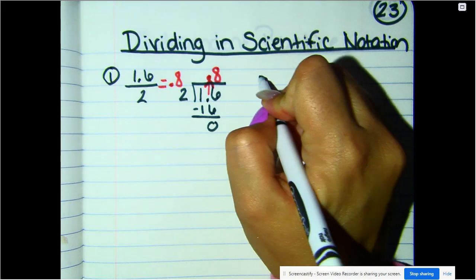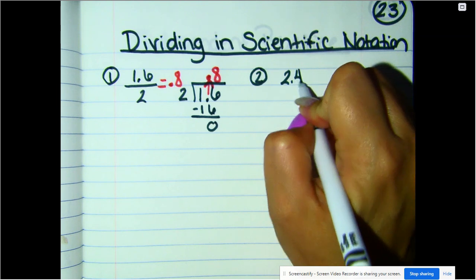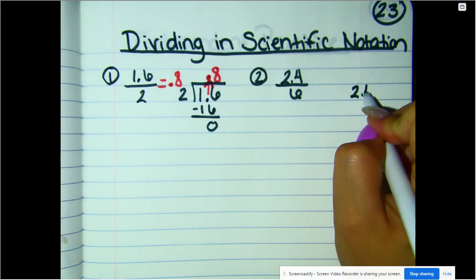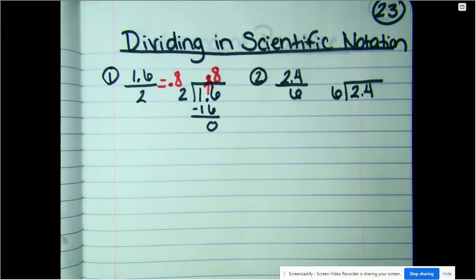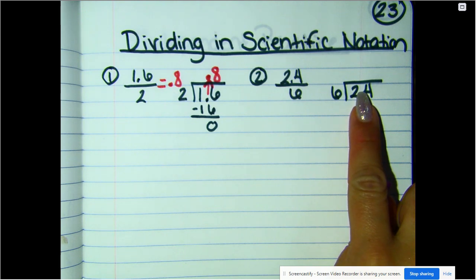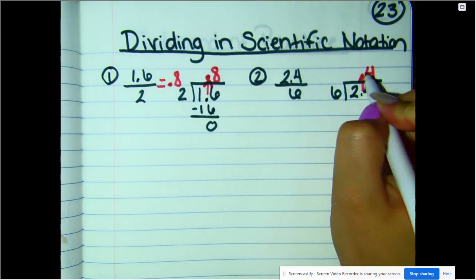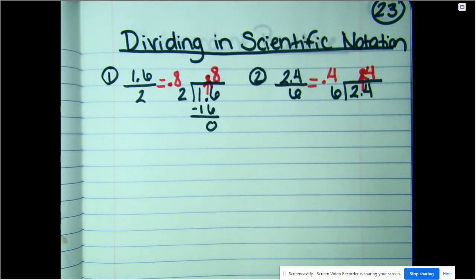Number 2 to remember is 2.4 divided by 6. So we have the number 2.4 inside my division sign, and 6, which is my denominator, is going to go on the outside. We're just very briefly going to look at this number as 24. So 6 goes into 24 4 times. I'm going to place a 4 here, and then bring up my decimal point. So my answer is 4/10 with a TH, or 0.4.